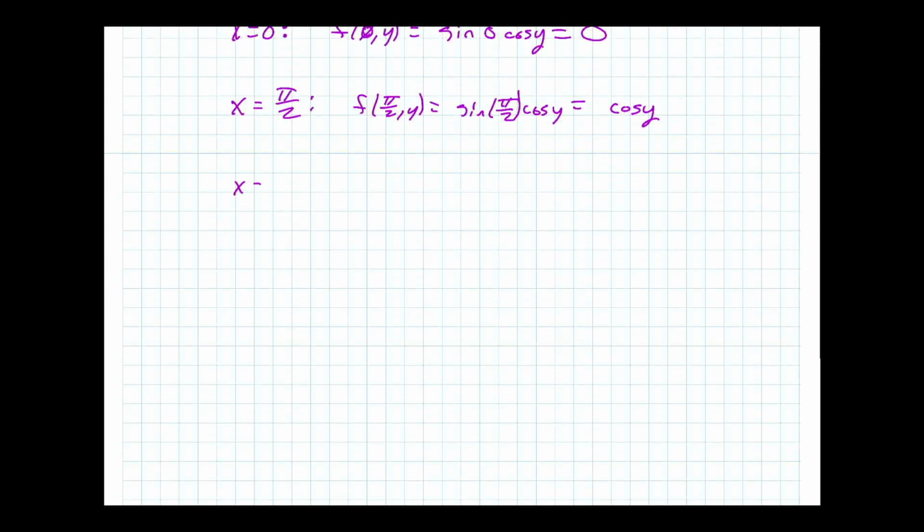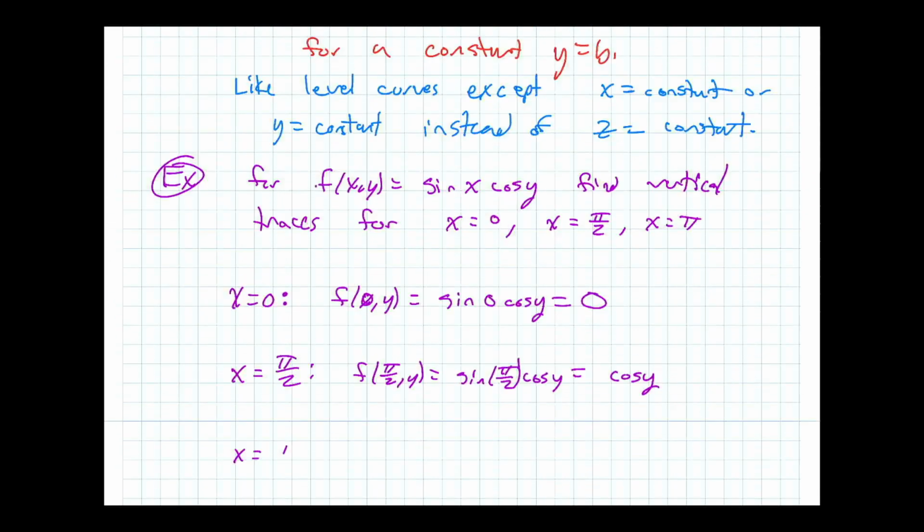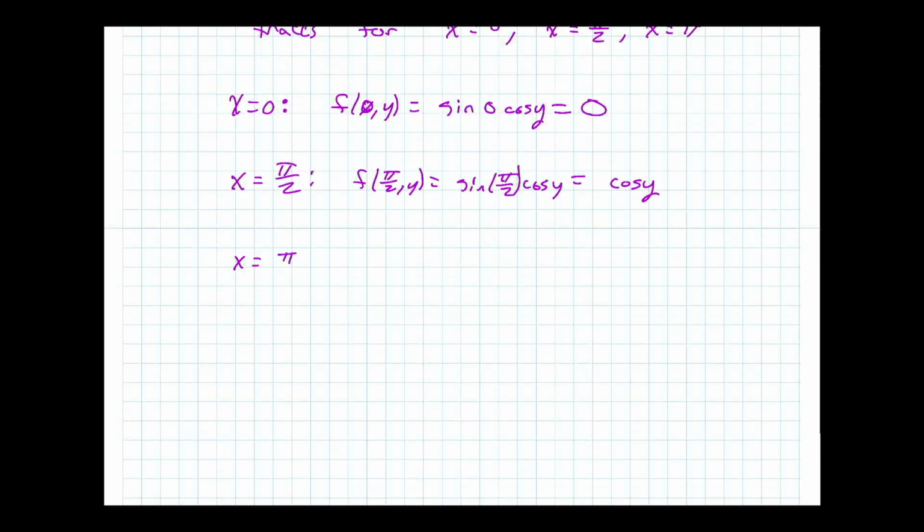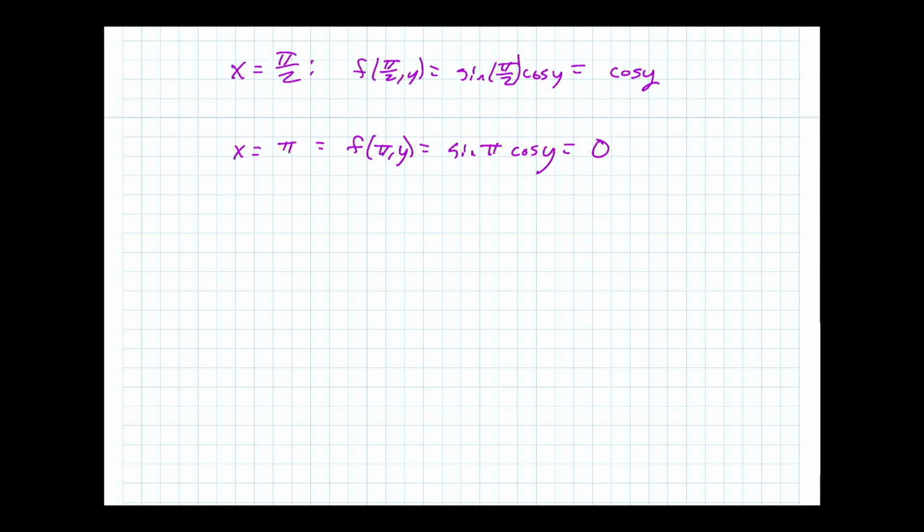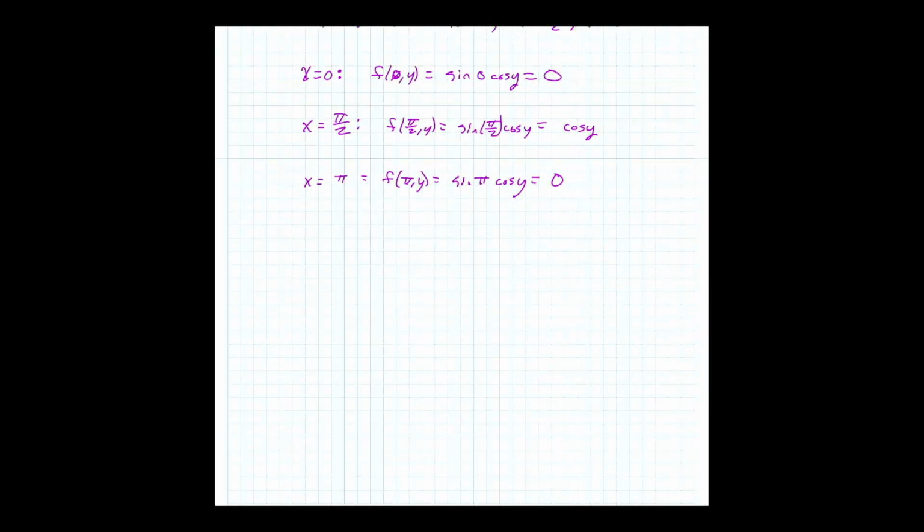And then x equals pi. f of pi, y is going to be sine pi cosine y. Sine pi is also 0 again. So these aren't the most interesting traces in the world, but what they could help you do is make a plot.